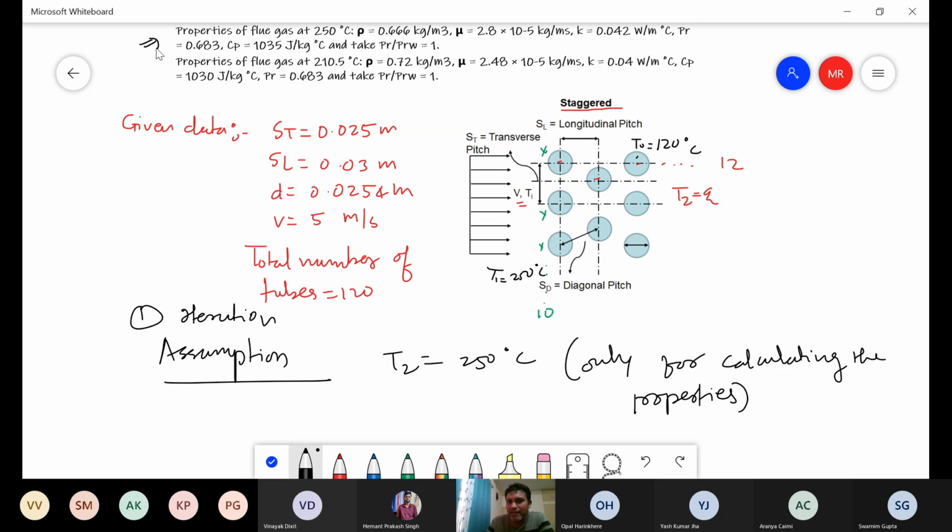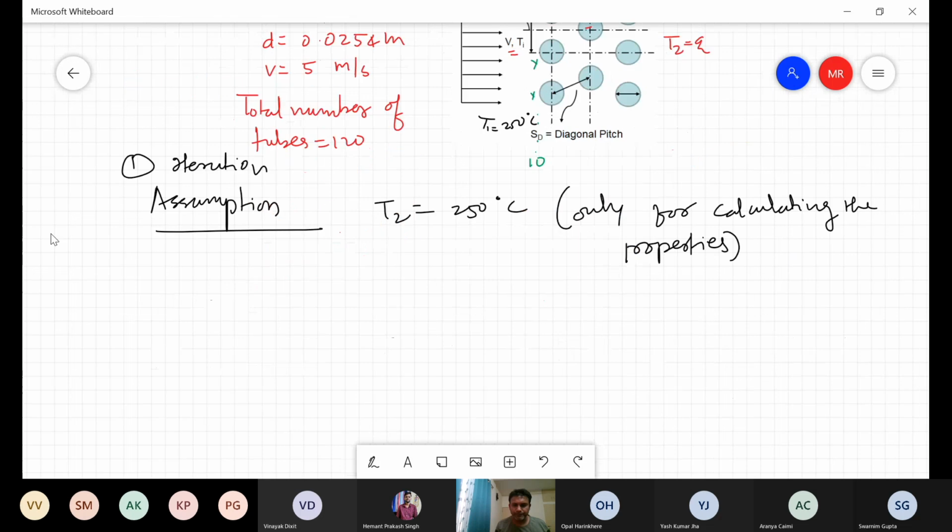If it is not the same, in that case we will go for the next iteration, and in the next iteration the average temperature we are going to find based on the outlet temperature we found in the previous iteration, plus 250, divided by 2. Okay. So now in this case we start with 250 degrees Celsius itself.